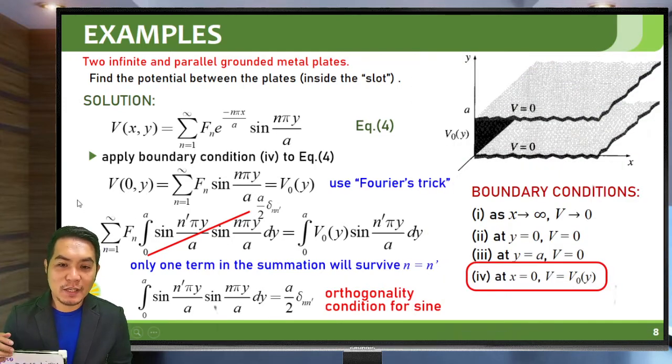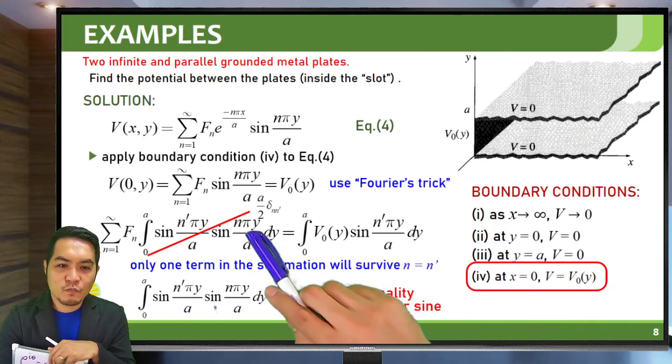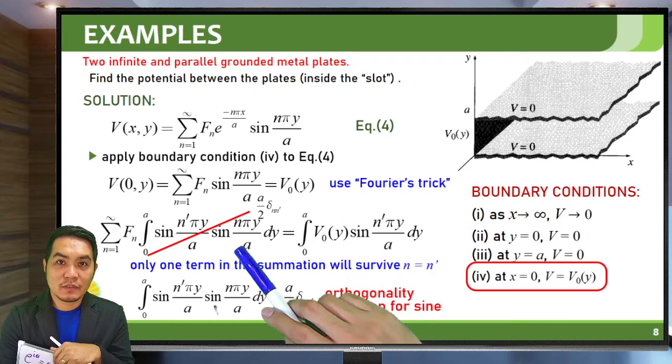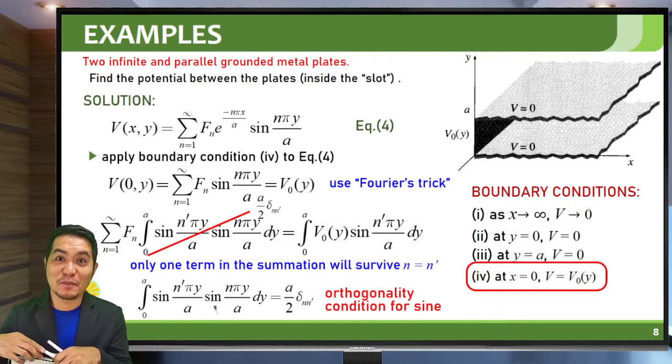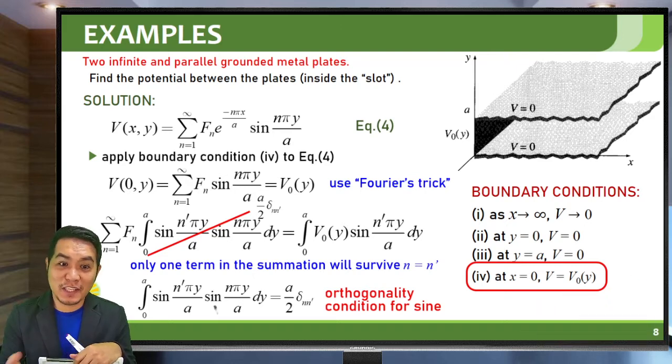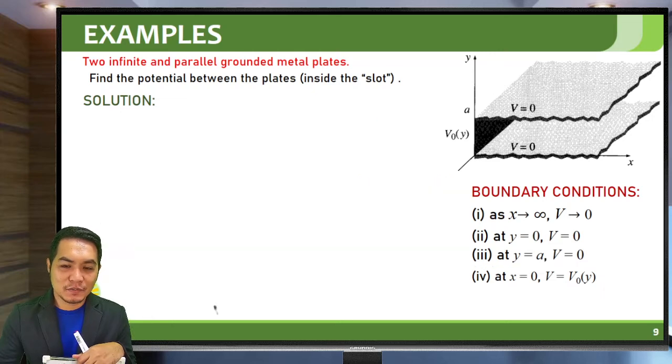So again, that's Fourier's trick. Fourier's trick is to multiply by a certain value so that you can achieve the orthogonality condition. It's not always that you multiply by sine n pi y over a. It depends: if it's cosine, then you multiply by cosine, so you can achieve the orthogonality condition for cosine, or any orthogonal functions for that matter.